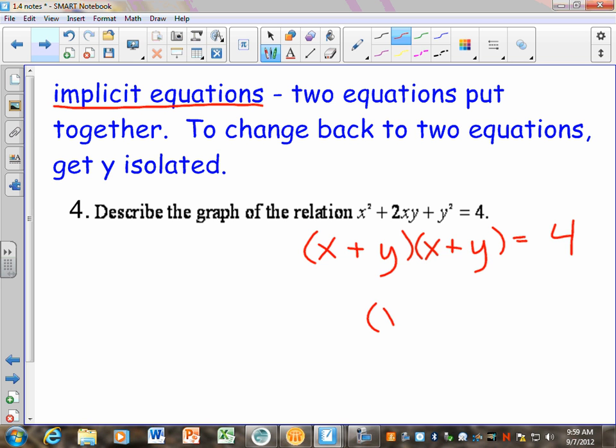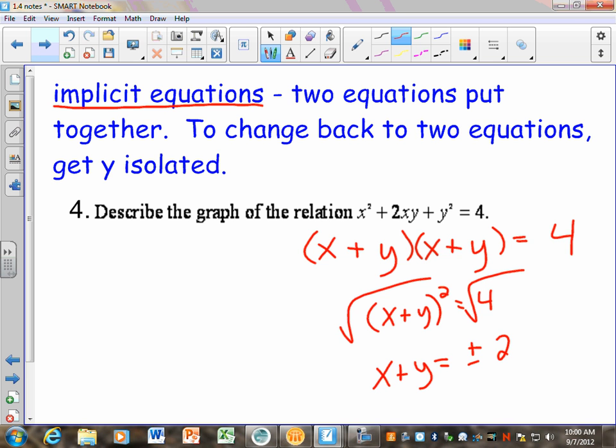Since it's the same, could I write it like this? x plus y squared equals 4? Maybe? Why is that going to help me? Yeah, now this is a perfect square equaling a number. I could take the square root of both sides, and I'm going to get x plus y equals plus or minus 2. Can I get y by itself now? I can just subtract x over. Negative x plus or minus 2.